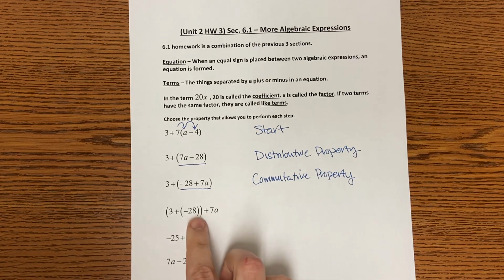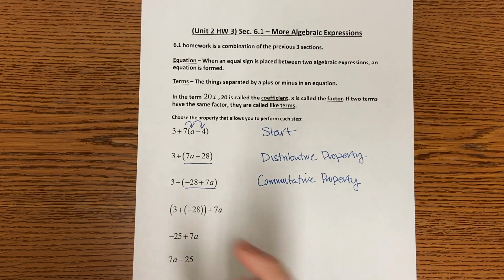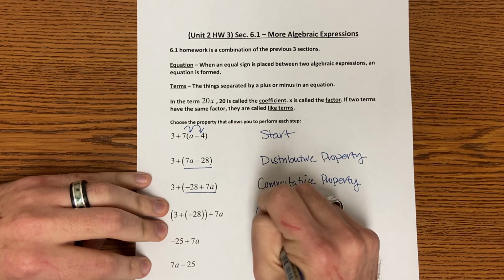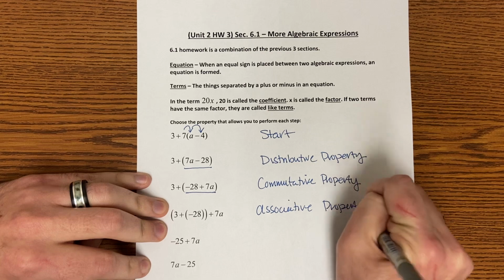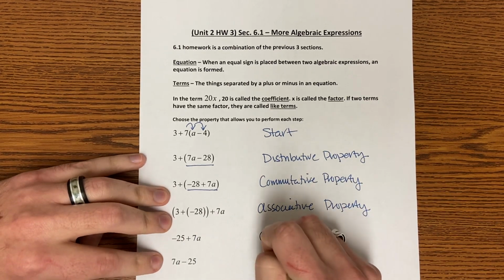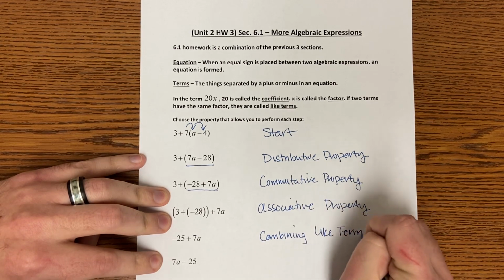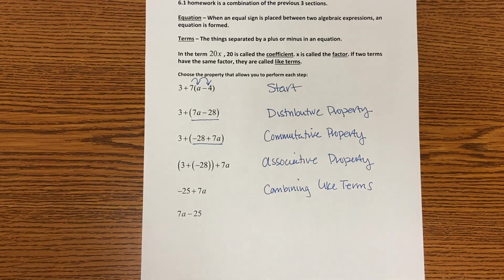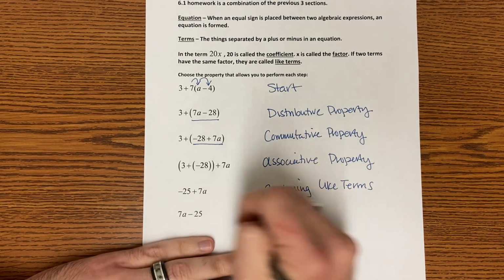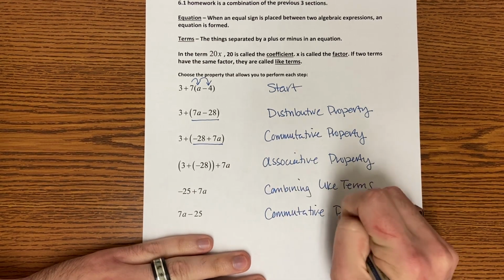From there, to see our like terms that combine, we know the 3 and the negative 28 will combine together, so they move to parentheses to show that we're allowed to do that, and that's the associative property. And then from there, the 3 plus negative 28, I would call this combining like terms. And then if you're like me and you prefer to write your variables first, most people do, this is another example of the commutative property, again, to write your answer in a more appropriate form.